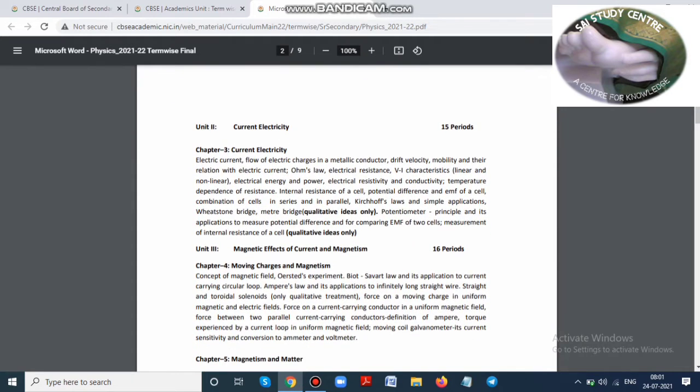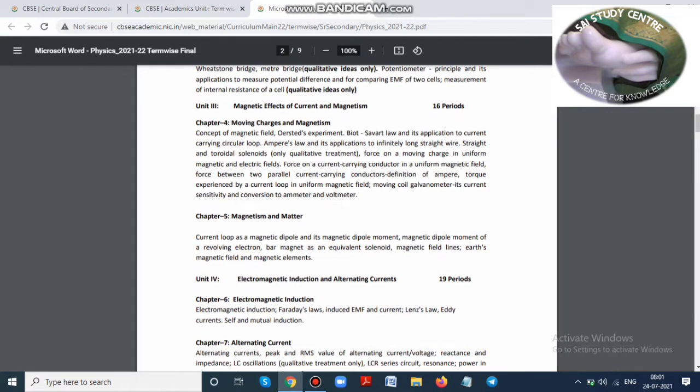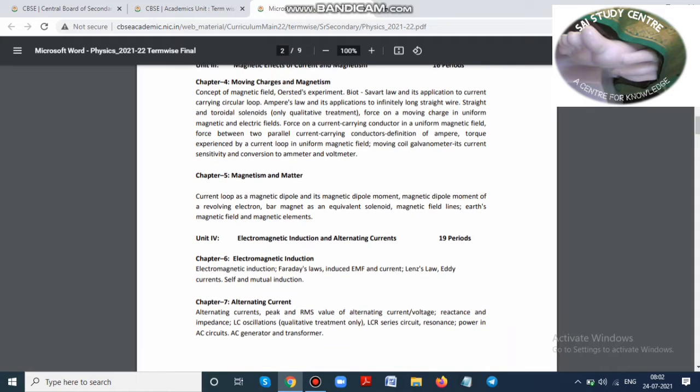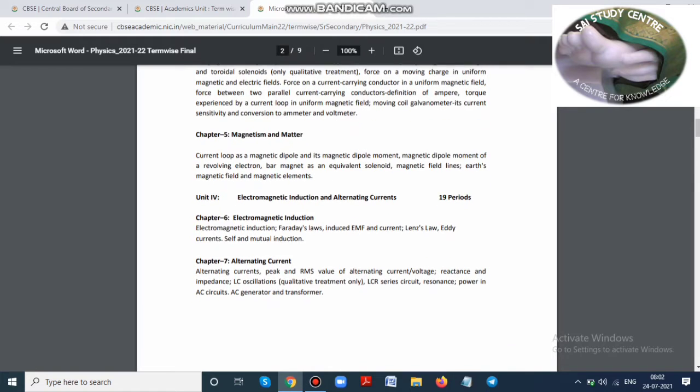When we go for moving charges and magnetism also, like last year's syllabus, it is the same here. So torque experienced by the current loop in a uniform magnetic field. After that it will move on to moving coil galvanometer and voltage sensitivity, current sensitivity. After that the topics are removed. Magnetism also, much theory part is removed, very limited theory part like last year we are going to study. In electromagnetic induction we are going to study Faraday's law, induced EMF, Lenz's law, eddy currents, self and mutual inductance.